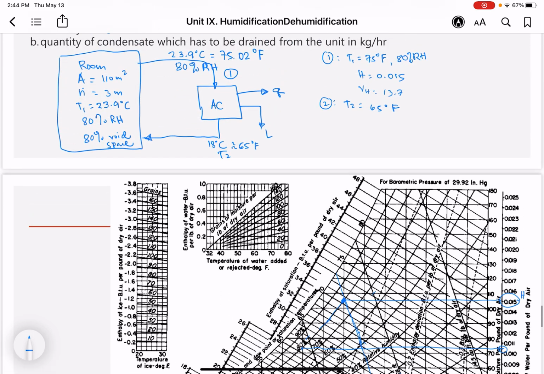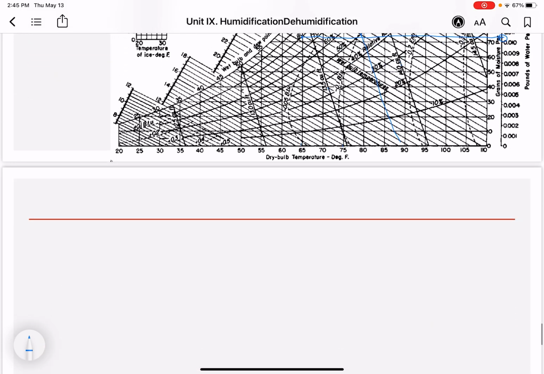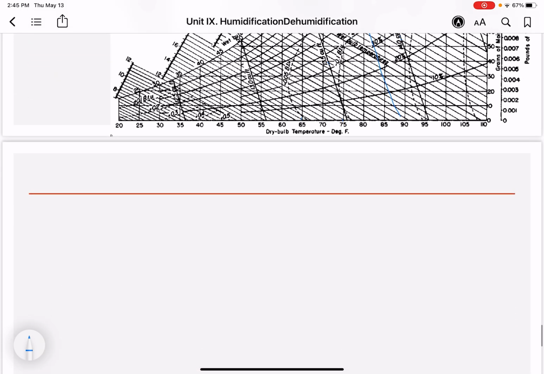So at point 2, my H is 0.0105. Okay. So the W that I would get for the void space, if I'm to compute, I have 100 meters squared area times a height of 3 meters. I have a 0.8 void space.